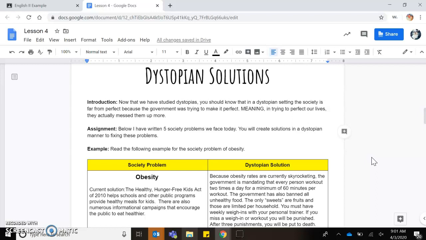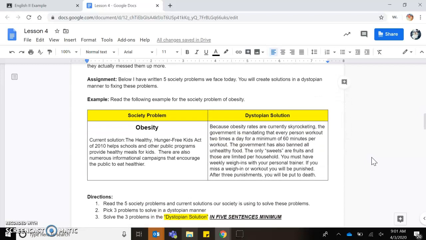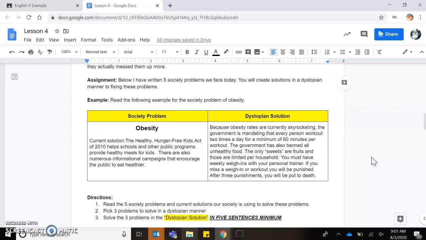So, the assignment. I have written 5 society problems that we face today, and you are going to create dystopian solutions to fix these problems. I gave an example because I feel like that was a bit confusing. In today's world, we have a problem of obesity. A lot of people in our country are overweight, and it's a problem. This current solution is what we are currently doing to solve the problem of obesity.